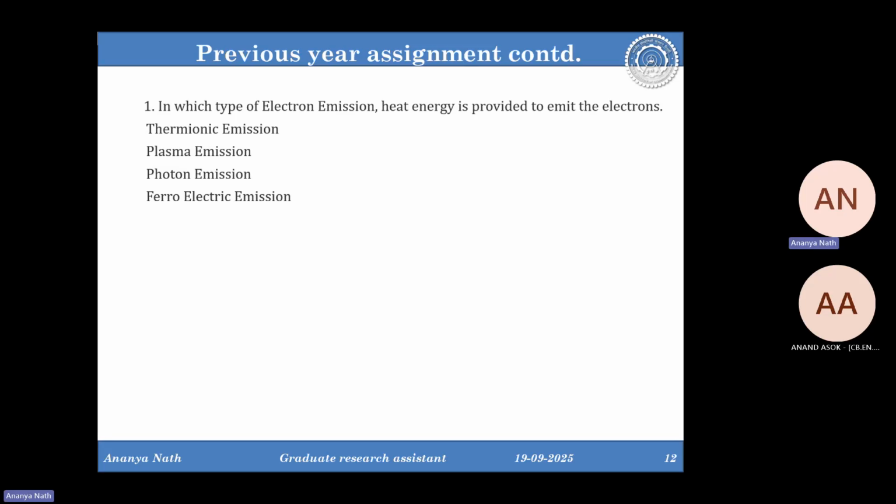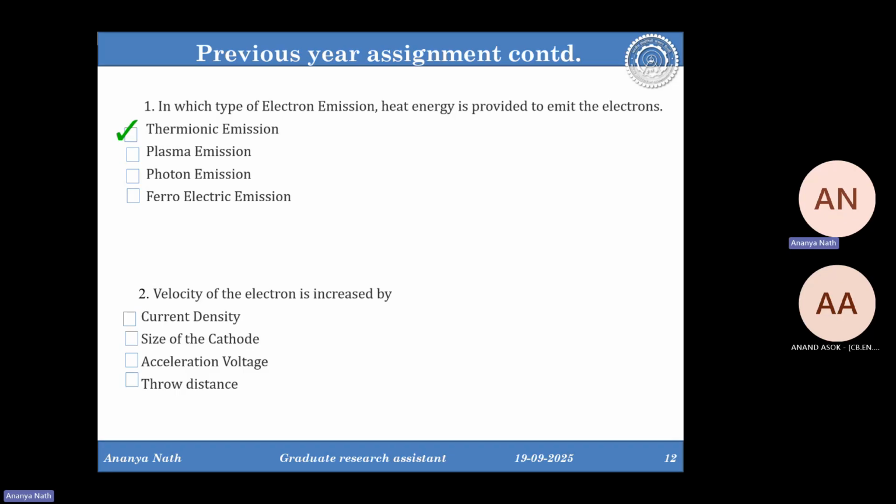These are a few questions from two years back. I would like to discuss a few of them. So, in which type of electron emission is heat energy provided to emit the electrons? It's the thermionic emission. Velocity of the electron is increased by the acceleration voltage, because we are giving the voltage source to get the electrons out of it.